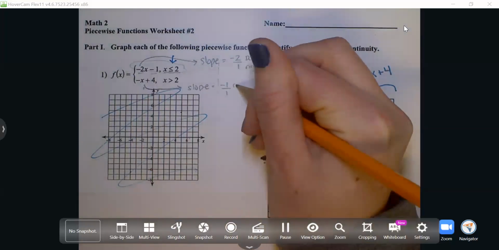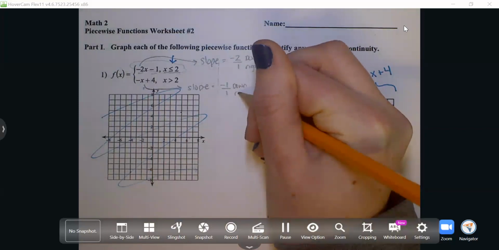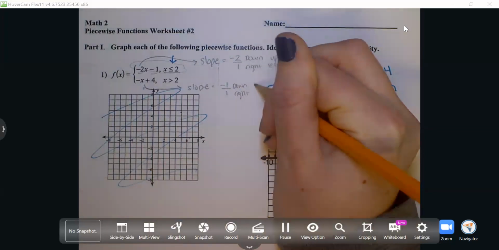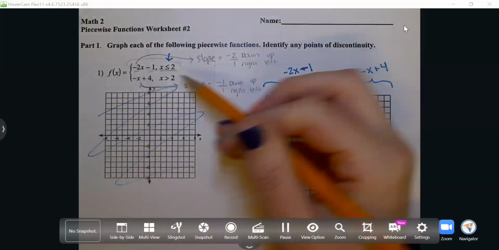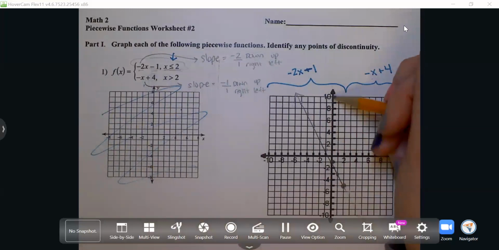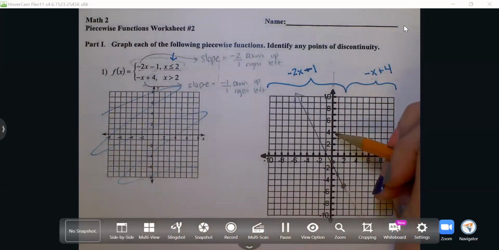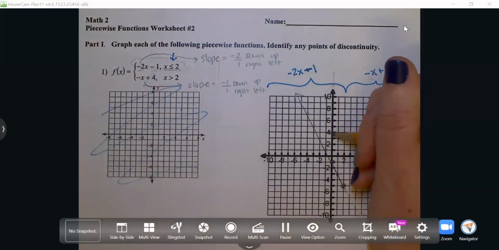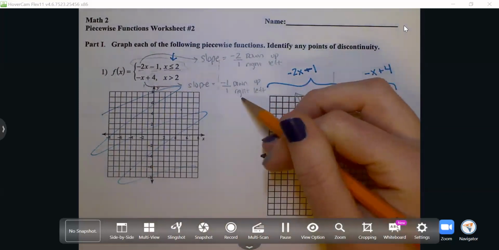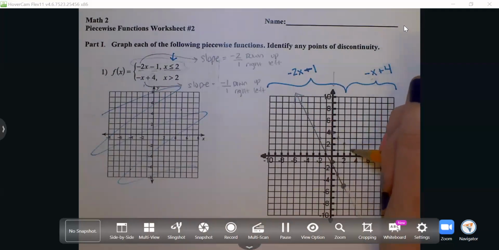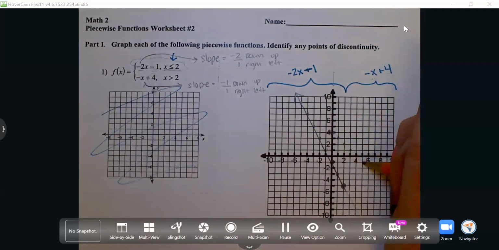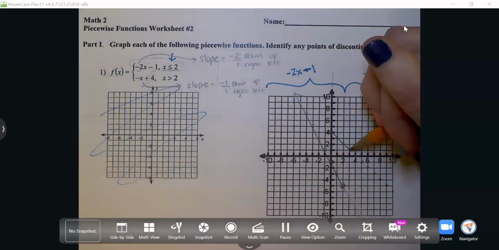So again, I'm going down and to the right or up and to the left. I'm going to start at +4 on my y-axis. I'm still going to start here on my y-axis. I just know I'm going to erase this part. But down 1 to the right 1, down and to the right 1, and so on. And I'm going to draw that line all the way through.